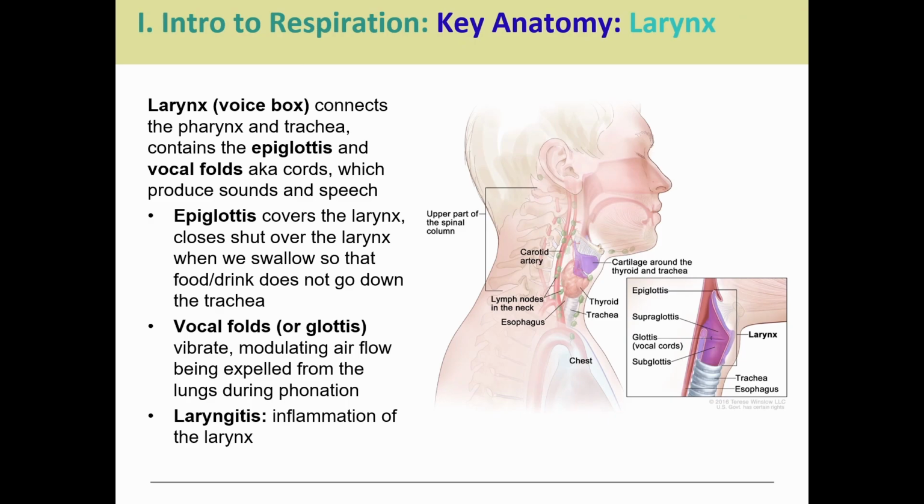As we keep moving down, we get to the larynx, which is also called your voice box. This is where you have your vocal folds, also known as your vocal cords, and this is for your speech and sound. With that, we have the epiglottis. The epiglottis is going to cover the glottis, which is basically the opening going into the larynx. And so that way when we are eating food and we swallow, that food goes down to the esophagus and it doesn't go down the trachea. The vocal folds are going to vibrate as we speak, as we push air through them, and how they vibrate is basically how we make that sound.